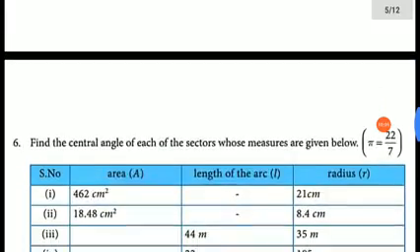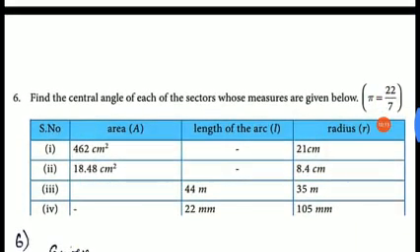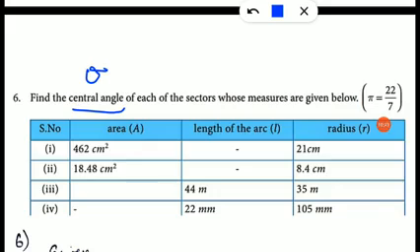Now the sixth one. Find the central angle of each of the sectors whose measures are given. You are going to find out the central angle, that means you have to find the value of theta. For finding theta, they are giving you the value of area and the radius. So for theta, what is the formula? We know that the formula for theta is 360 by n, but here nowhere is the n value given, so we cannot directly substitute. Instead, you have to go with area, because in the area or length formula, theta is involved, right?